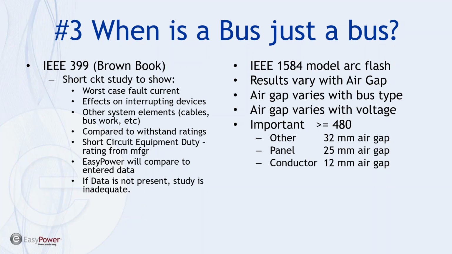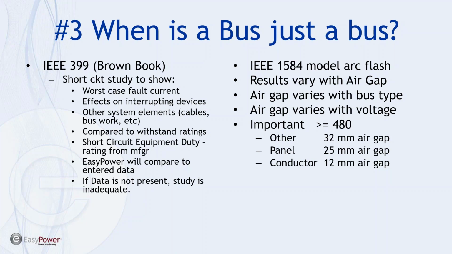We want to compare the manufacturer's rating with the worst case current that's going to occur in our system, and then create a report, at least for posterity, that shows these have been examined at some point in time. EasyPower will do this comparison for us if we've entered the data.